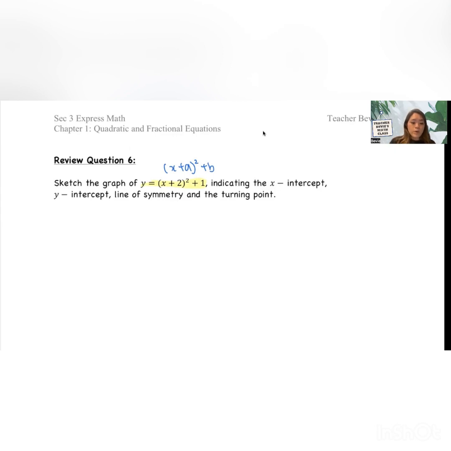From a completed square format, it is very easy for us to find the turning point. I just have to flip this and take this. Remember, flip and take. So straight away, I can find my turning point, which is (-2, 1): flip the first one, and take the other one. That is the coordinates of my turning point. And my line of symmetry, very simply, is just x equals -2.